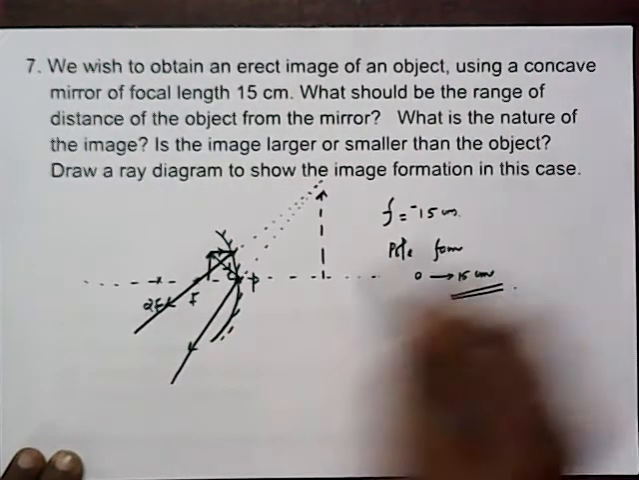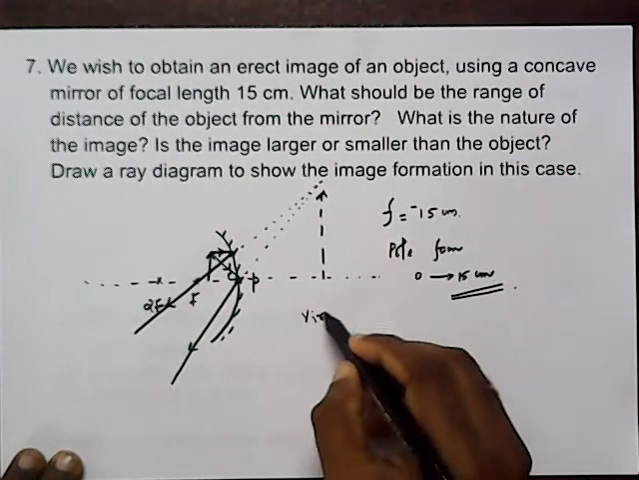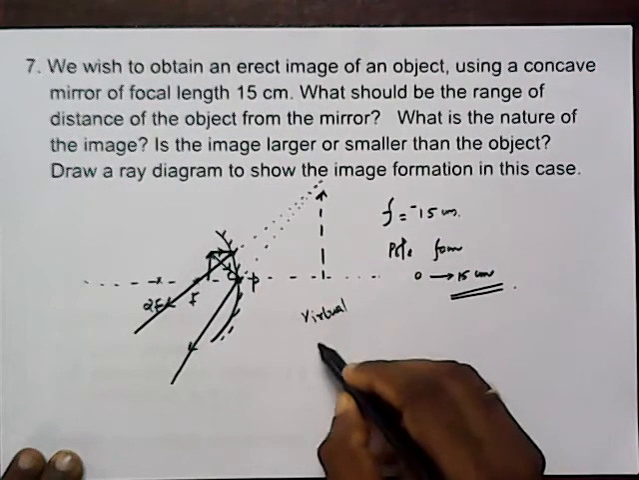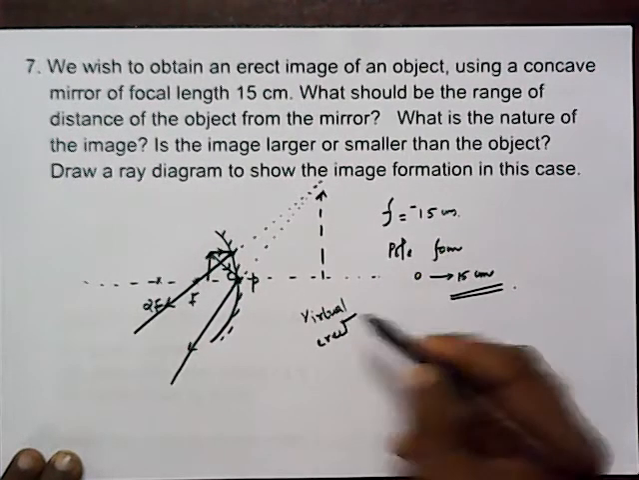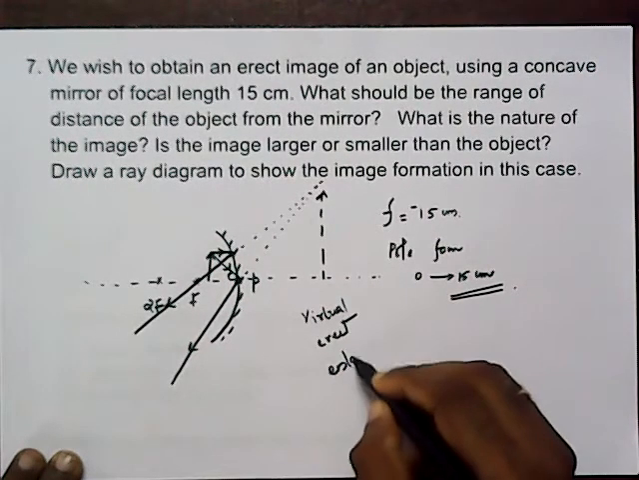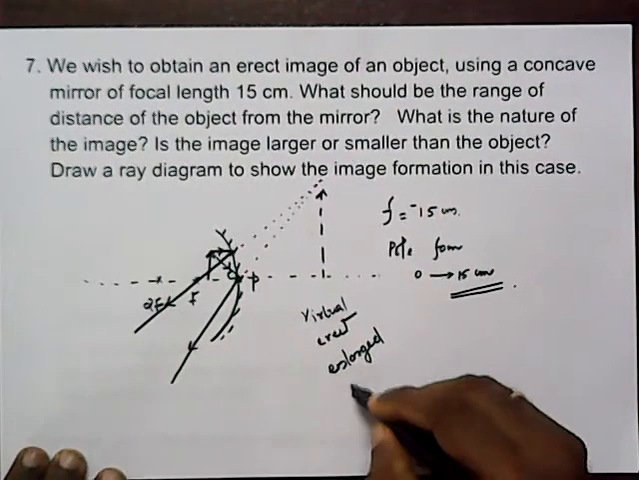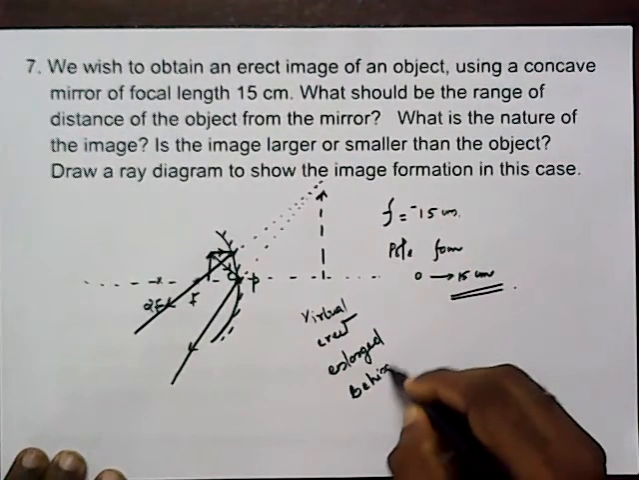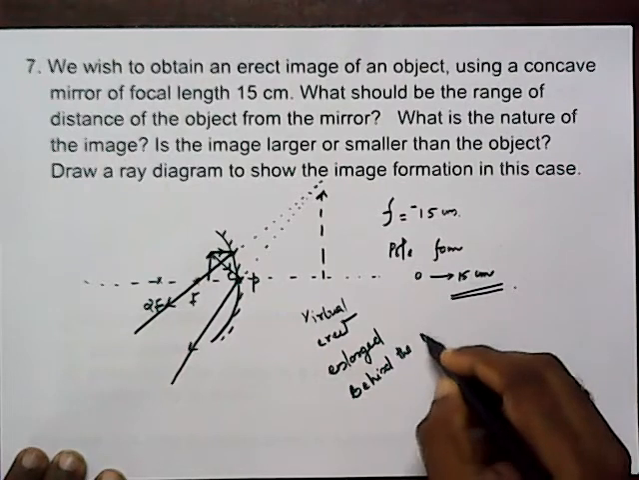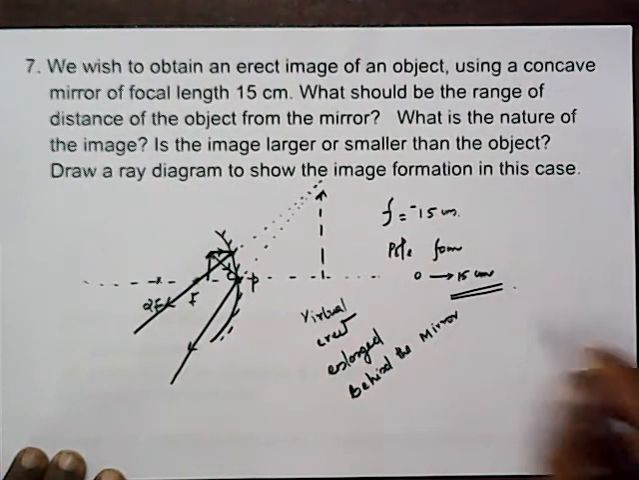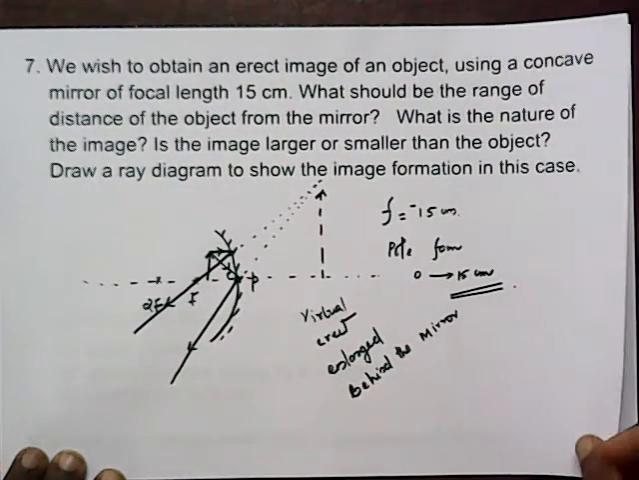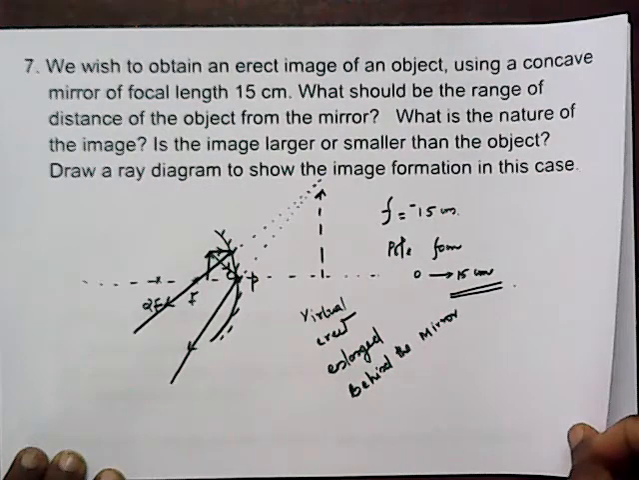So the nature of the image, we can say it is virtual, erect, enlarged image behind the mirror. A good concept. Number 8.